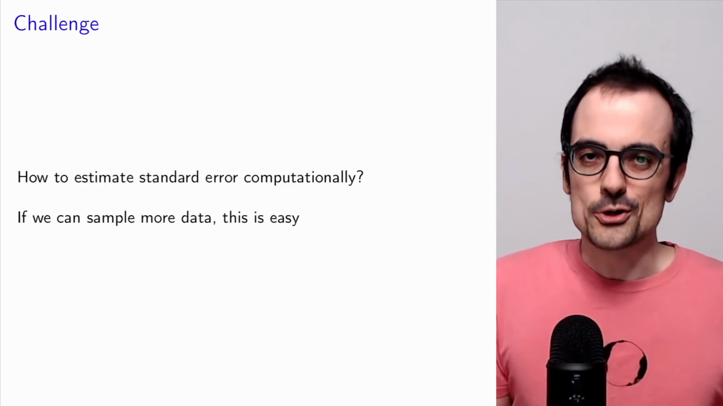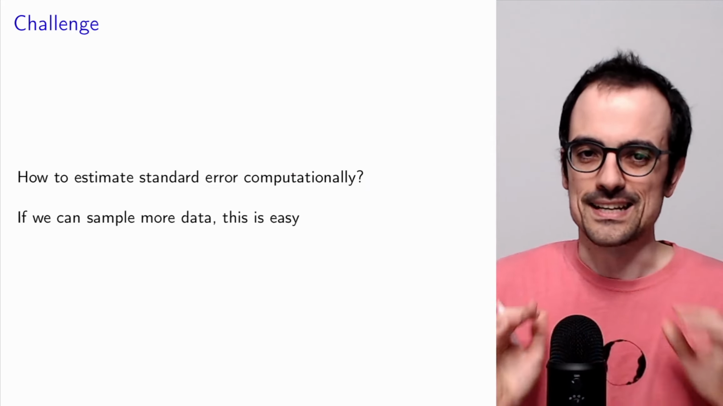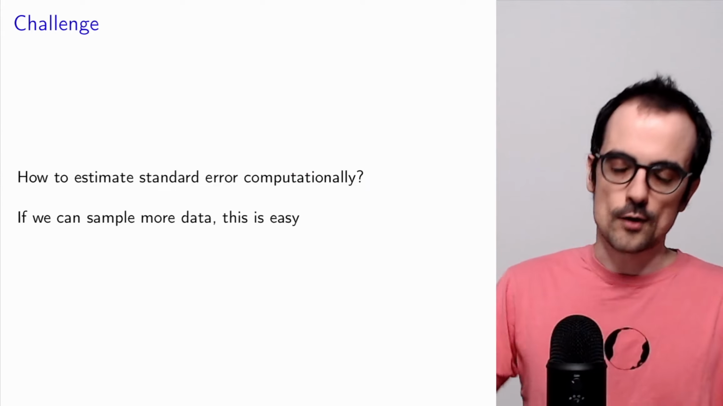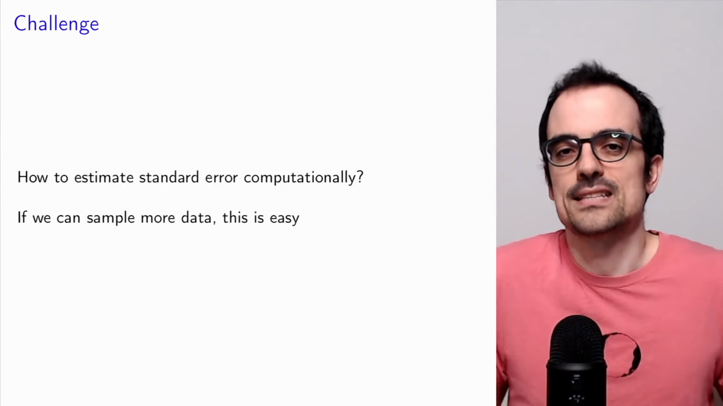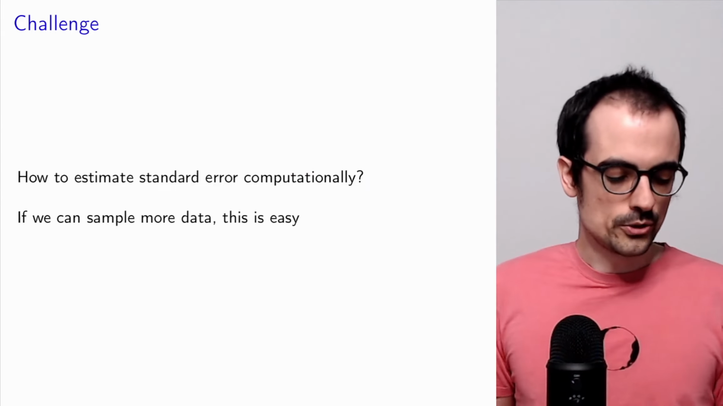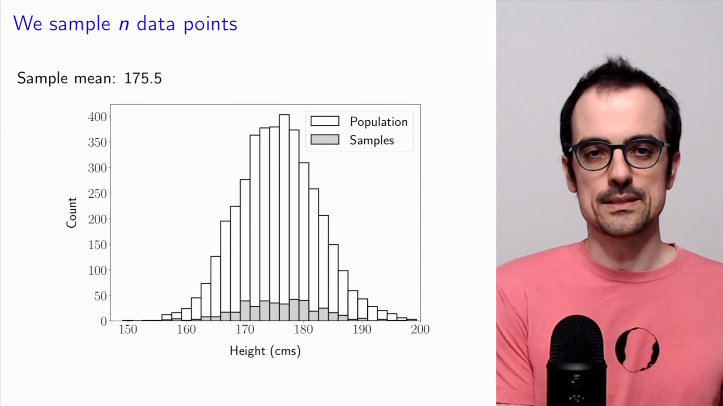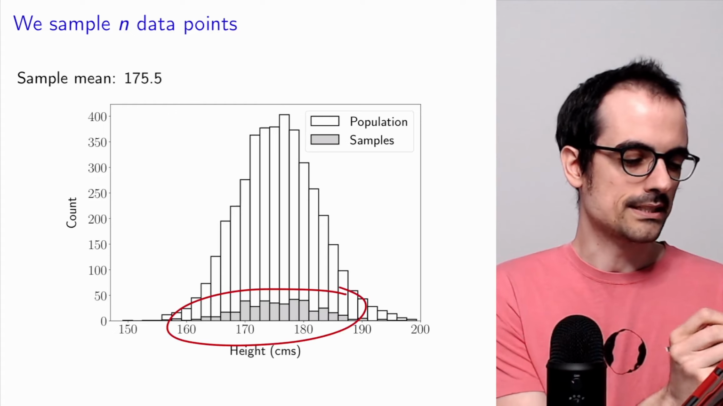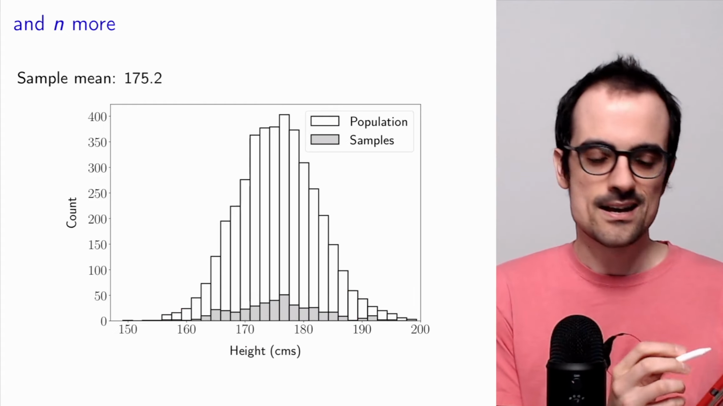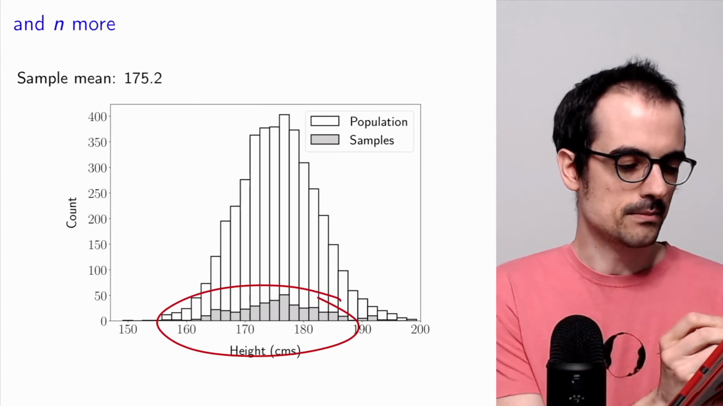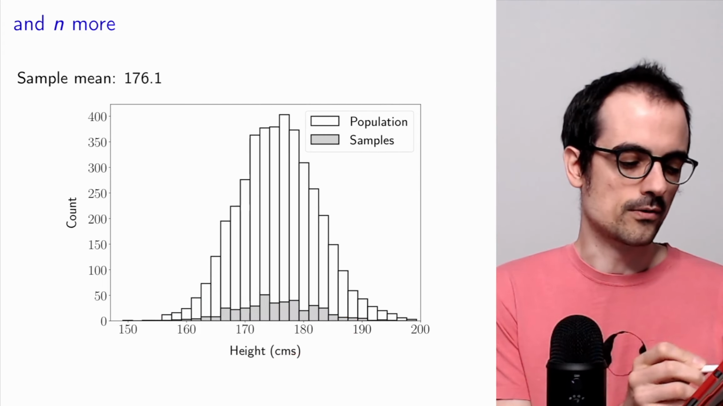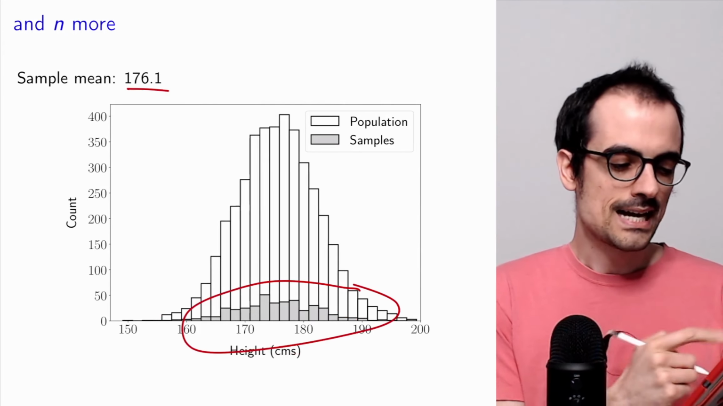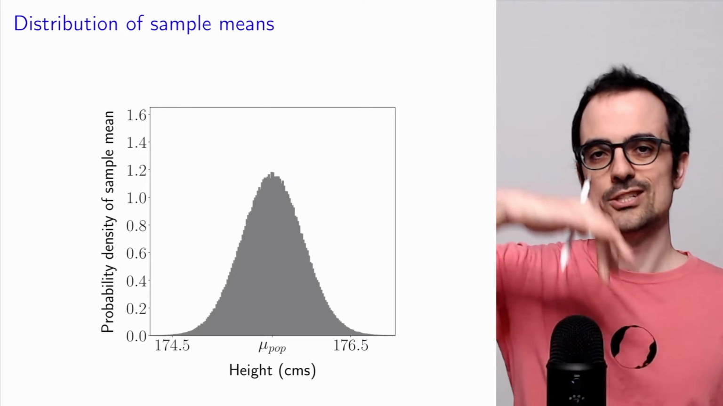If we could sample more data, just to inspire this Bootstrap technique, imagine that you could just get fresh samples. Then estimating the standard error is very easy, right? What do we do? As we did at the beginning. So we have n data points, we compute the sample mean, we get n other data points, compute the sample mean, and so on and so forth.